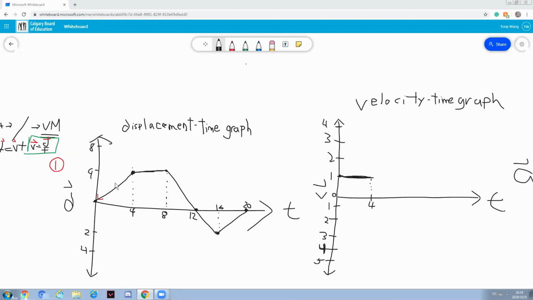Okay, so now let's move on to the second part of travel. During the 4 to 8 second period, the object's displacement remains at 4 meters the entire time. Right? So what does this tell us about the object? What state of motion is it going through?